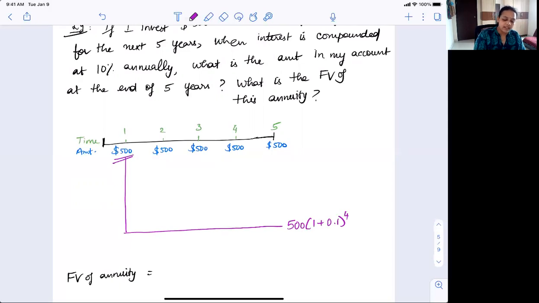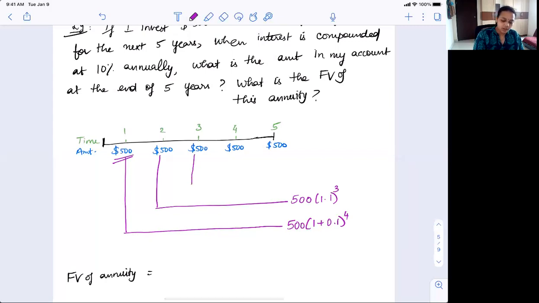Similarly, the second installment, the second $500, is going to sit in the account for the next 3 years. Remember, I'm putting in this money at the end of year 2, so we have 3 more years before the entire time frame of the annuity is over. So this 500 will spend 3 years in the bank and compound over those 3 years. At the end, this money is going to be 500 times 1.1 to the power 3.